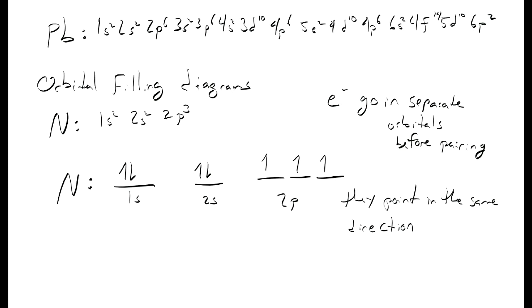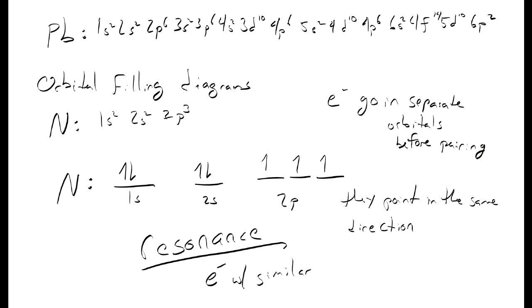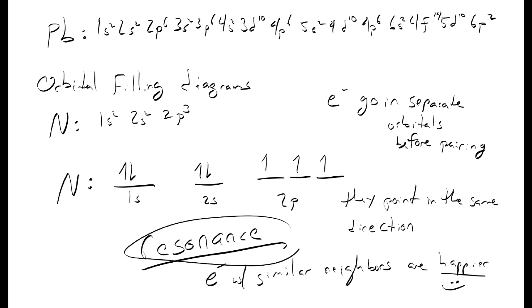It's called resonance. Electrons with similar neighbors are happier. They like having neighbors that they share hobbies with, or they share spin with. It makes them more stable. It makes them happier. So resonance is a pretty big deal. It explains quite a bit, as we'll see when we get to section 5.